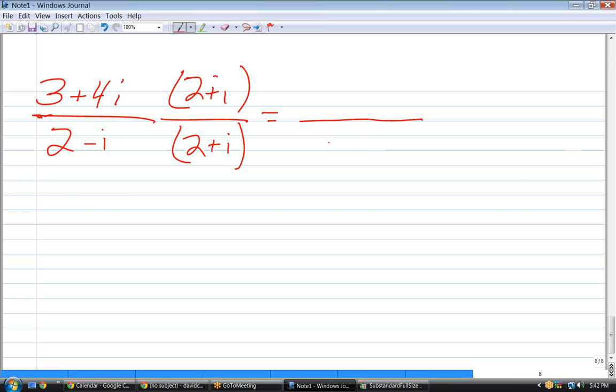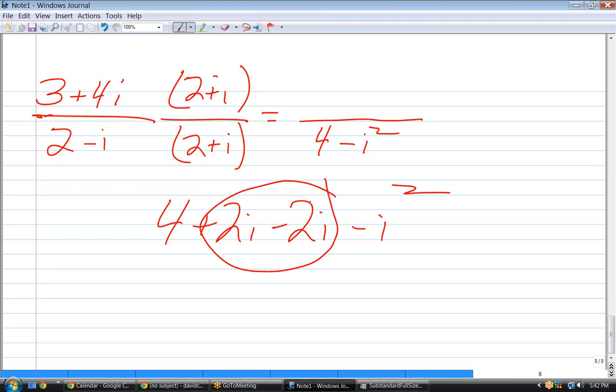That would be 2 minus i times 2 plus i. That'd be, let's see, 4 plus 2i. Okay, it'd be 4 minus i squared. Remember, the middle terms always go away. In other words, we would have had 4 plus 2i minus 2i minus i squared. This always happens when you multiply by the conjugate. So you can skip the middle two terms and just do the front and back terms. And when you do that, you get 4 minus i squared.